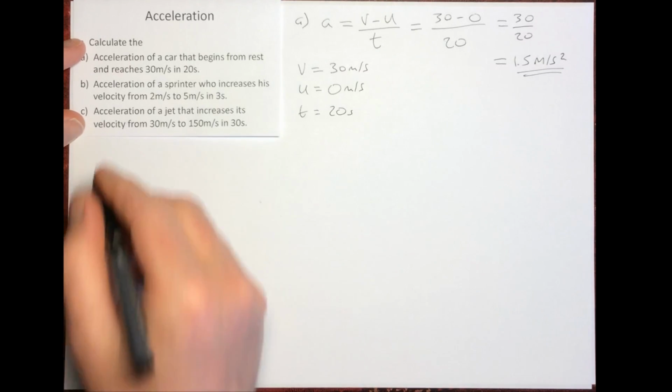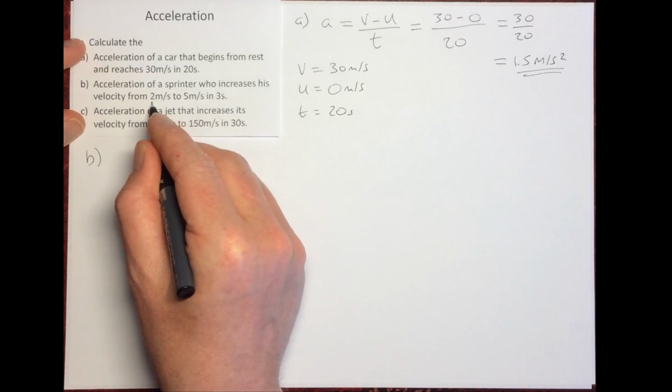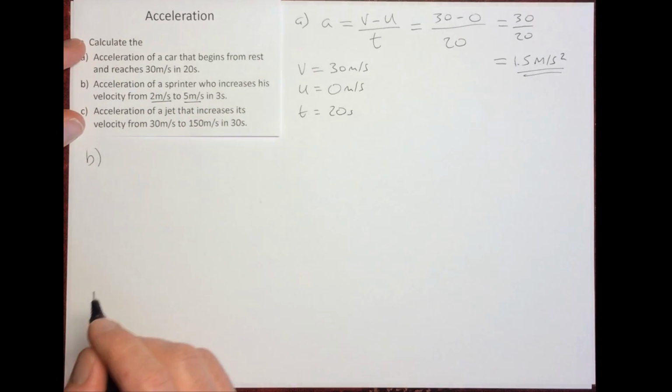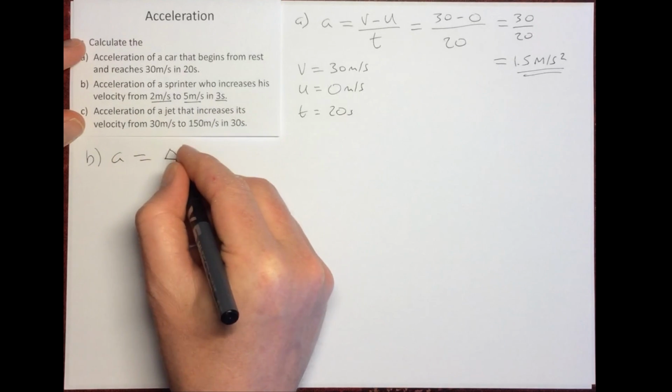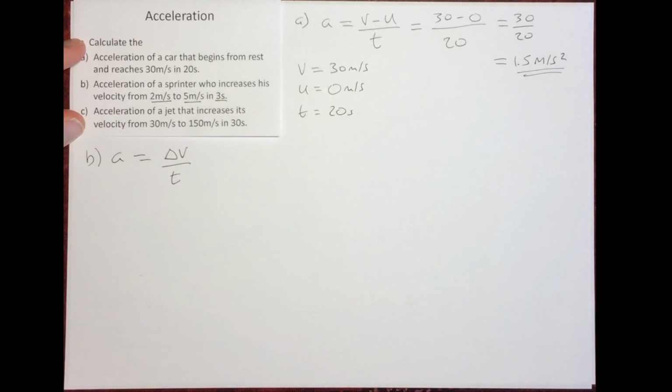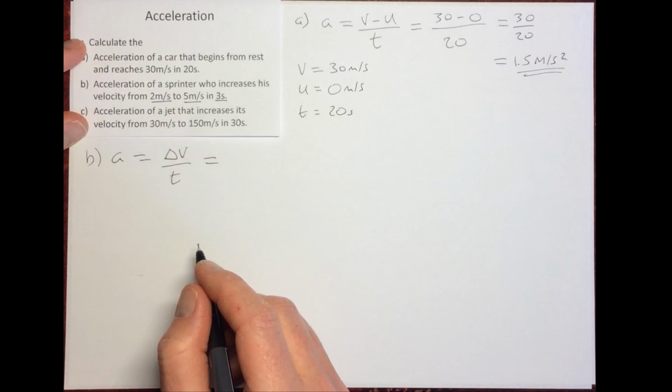Okay, now if we look at B, the acceleration of a sprinter who increases his velocity from 2 to 5 meters per second in 3 seconds. So remember, a is delta v over t, the change in velocity over time. And we can work this out again.